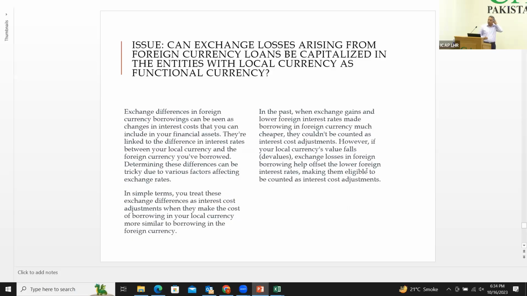Then this is basically the issue which I want to discuss. Sometimes we borrow in foreign currency, and in countries like Pakistan we incur certain huge exchange losses. So can those exchange losses become part of the borrowing cost and be added in the qualifying asset? The answer is yes. This standard provides basically two methods for calculation of that part of the exchange loss which can be added in the cost of the asset. One is based on the actual change in exchange rates and the other is based on the change in projected exchange rates.